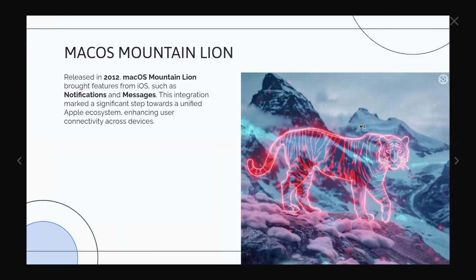macOS Mountain Lion. Released in 2012, macOS Mountain Lion brought features from iOS, such as notifications and messages. This integration marked a significant step towards a unified Apple ecosystem, enhancing user connectivity across devices.